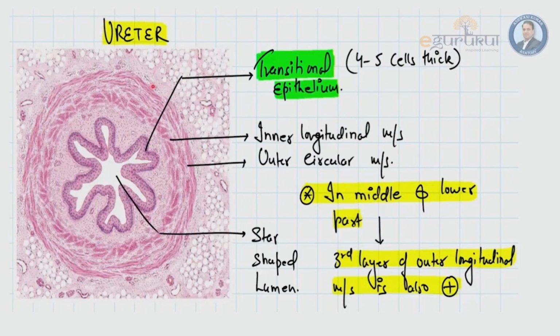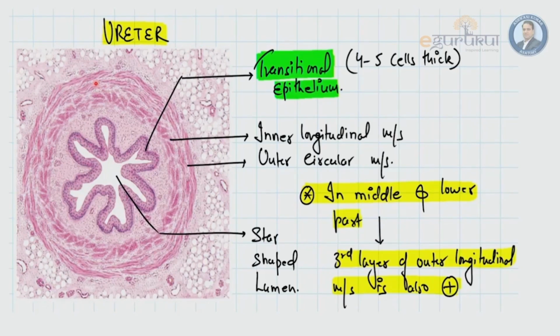As it's written, in the middle part and the lower part, I mean after the upper 1/3, in the middle and the lower 2/3 part of the ureter, you may see a third layer of outer longitudinal muscle as well. So if the section of the ureter is taken close to the bladder, you might see 3 layers of smooth muscle there: inner longitudinal, middle circular, and then again outer longitudinal muscle can be seen in that lower part.